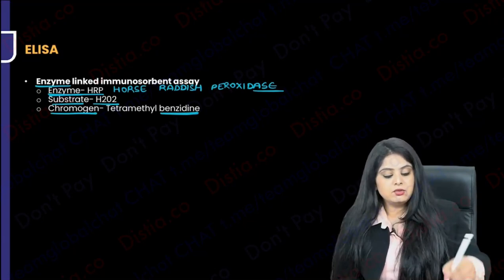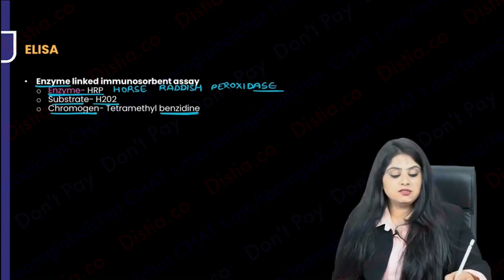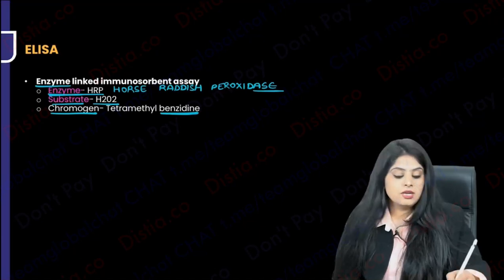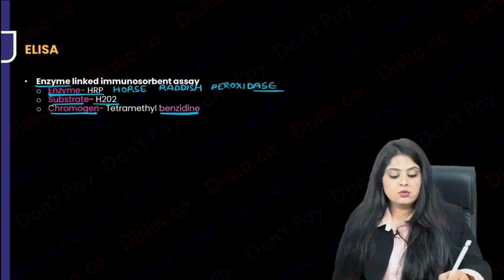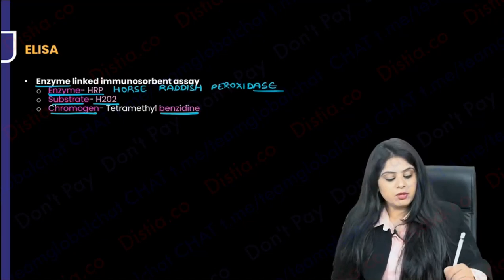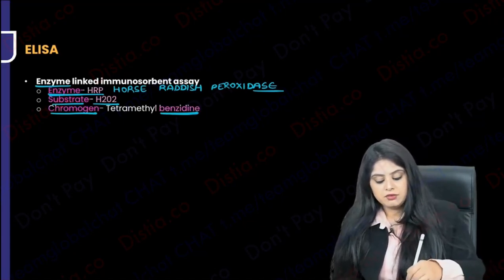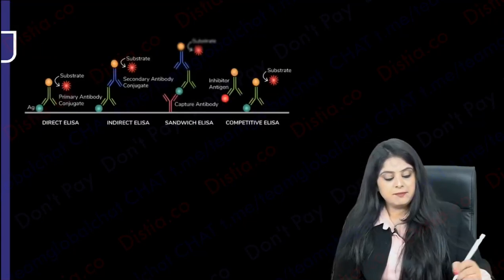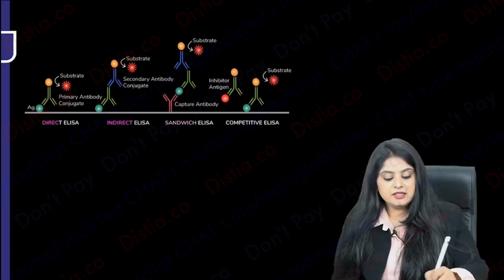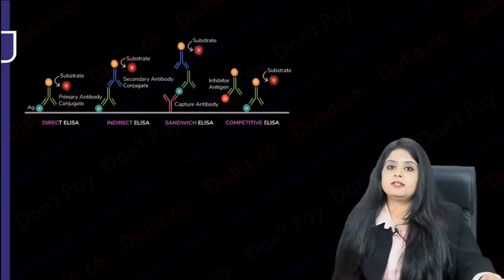So 2-3 things you memorize. Which is the enzyme? Peroxidase. What is it going to break? H2O2. And what is the color? There is a color known as benzidine. So now what am I going to tell you? There are 4 types of ELISA that we must know for the exam, which I'm sure all of you know. Direct ELISA, indirect ELISA, sandwich ELISA, competitive ELISA.